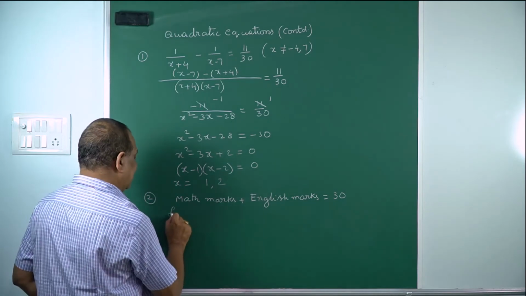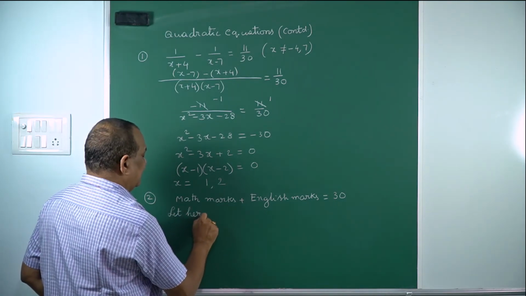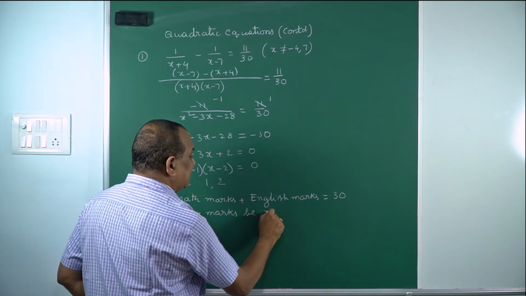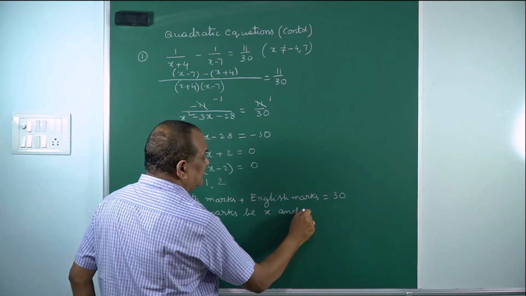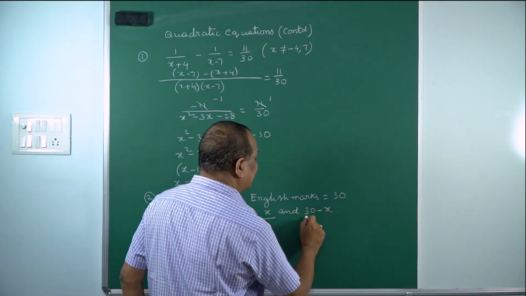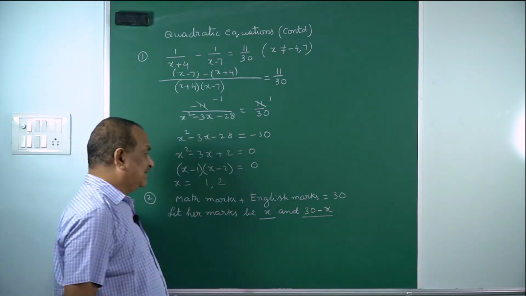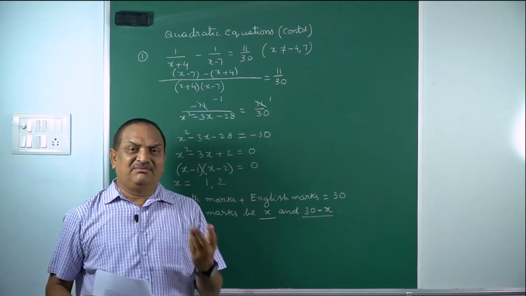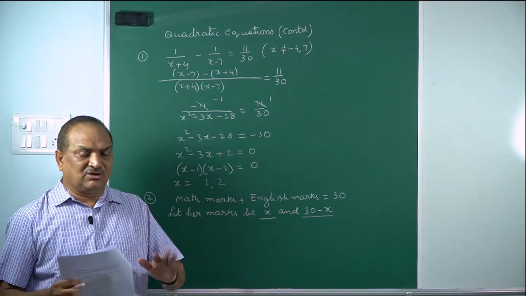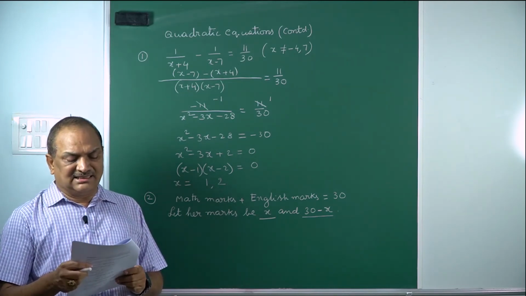Let her marks be, we'll take in order, let her marks be x and 30 minus x. This is mathematics and this is English. Because the sum is 30, if one of them is x, the other one will be 30 minus x, because the total is only 30 she got. Now the question goes like this.